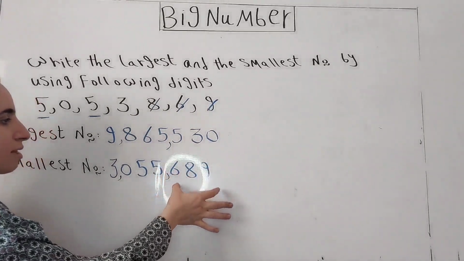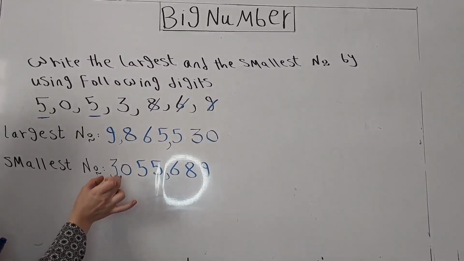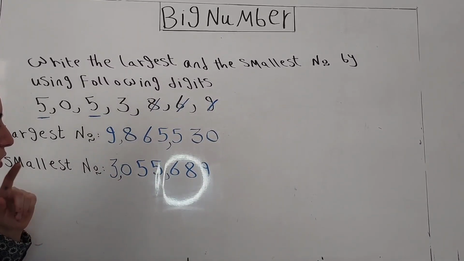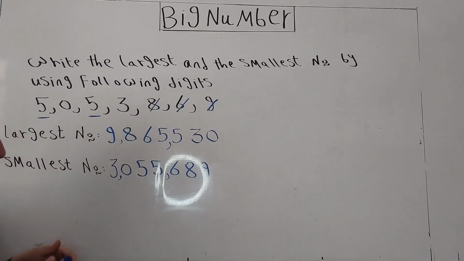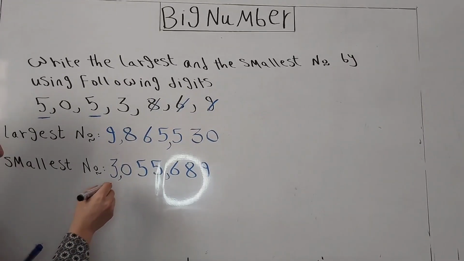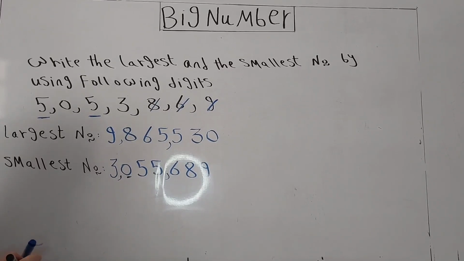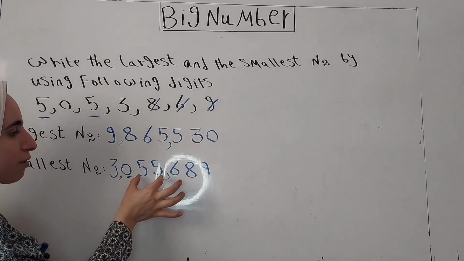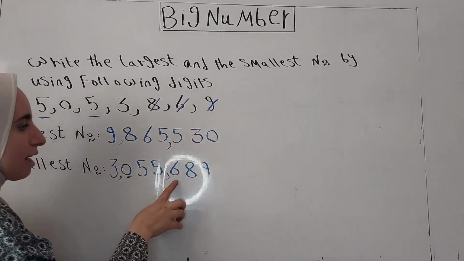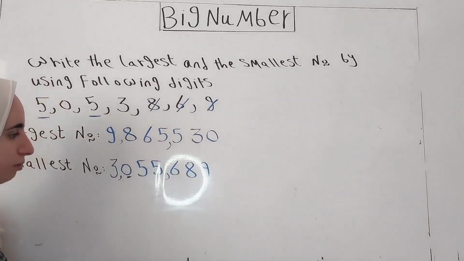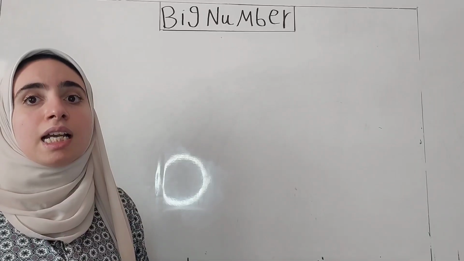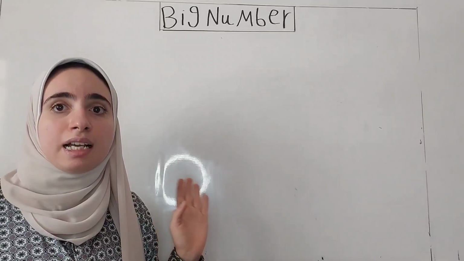We need to read these big numbers. This is ones, this is thousand, and this is million. So we read 3 millions. When we have 0 on the left, it has no value. So we read this number 55,189. We stop. Let's take an example in this topic.